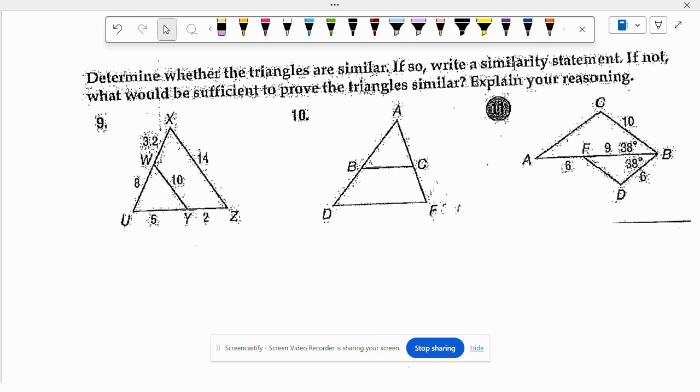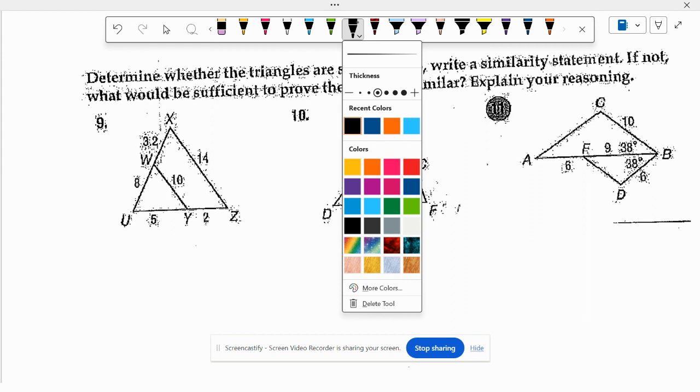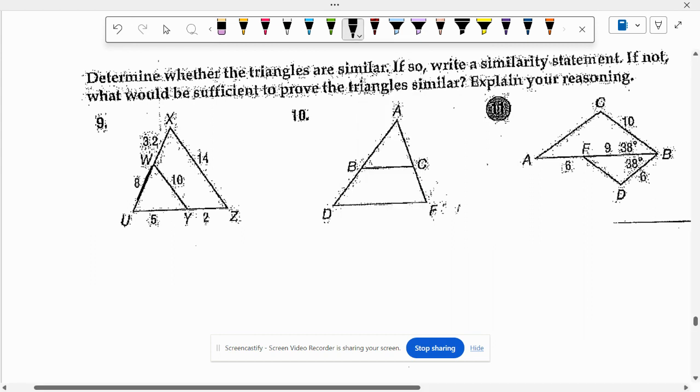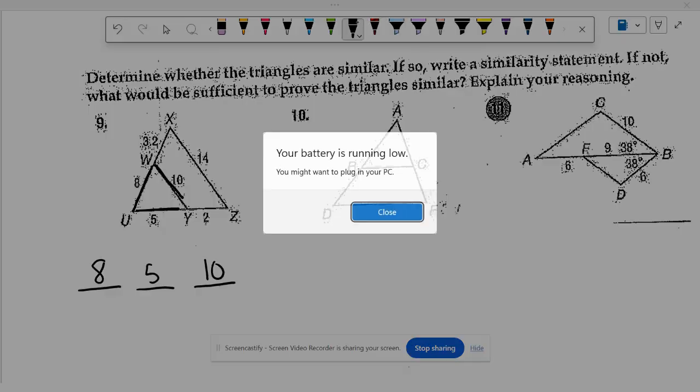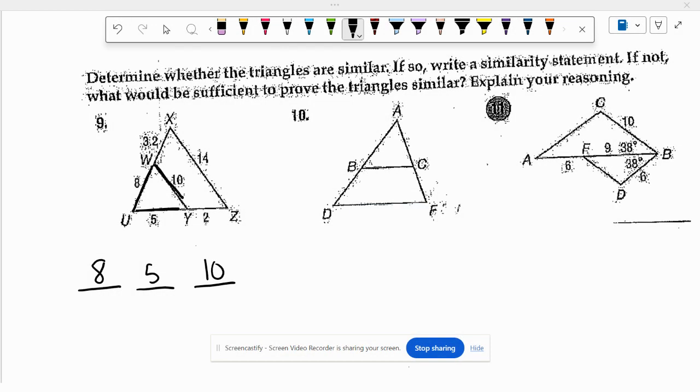Okay. So, are the triangles similar? Well, let's just do this whole big comparison. So I have 8, 5, and 10 all over. What are the measures of the large sides? What's the side that corresponds to side 8? What's the measure of this side? It's not 3.2. It's the whole side. So it's 8 plus 3.2.